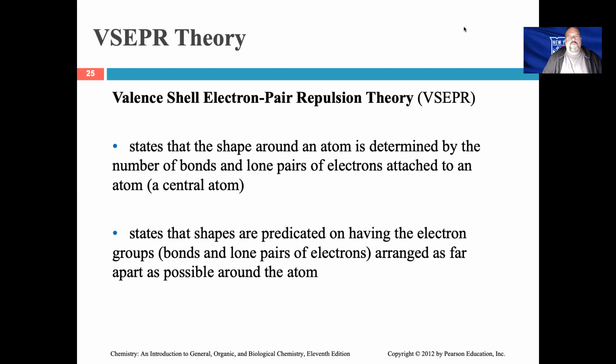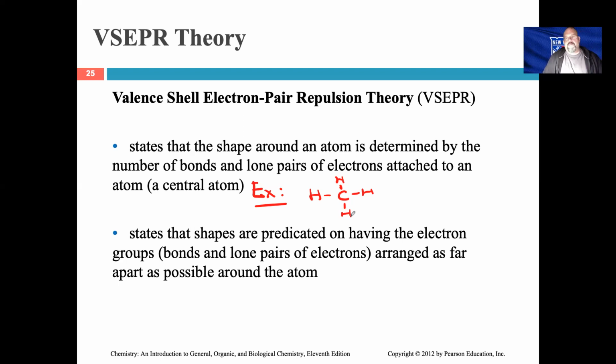Now, most of the time when you predict shape with VSEPR theory, it's usually around a central atom. So just to show you an example, if you had something like methane, CH4, which we saw a little bit about earlier in the module, the shape of CH4, as we'll talk about in a few moments, is actually based on the shape around the carbon, because the carbon here would be the central atom.